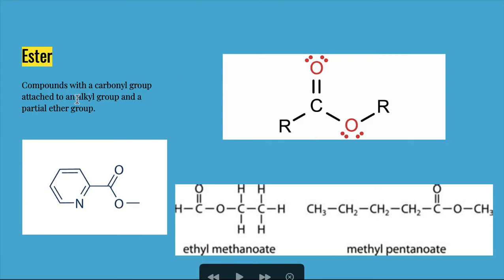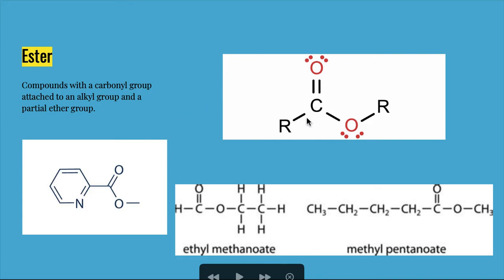Before I explain that, let me just explain the representation. So here's the carbonyl group. The carbonyl group is attached to an R group on one side and an OR group on the other. And if you remember from our ether slide, I said ethers are represented as R-OR.